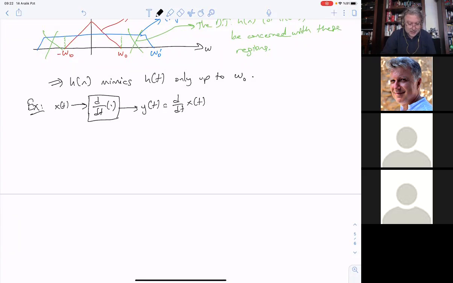And the system, let's say H_c(j omega), corresponding to this derivative operator, as we all know, is j omega, because X(j omega) is multiplied by j omega to give Y(j omega). Therefore, the frequency response is j omega.